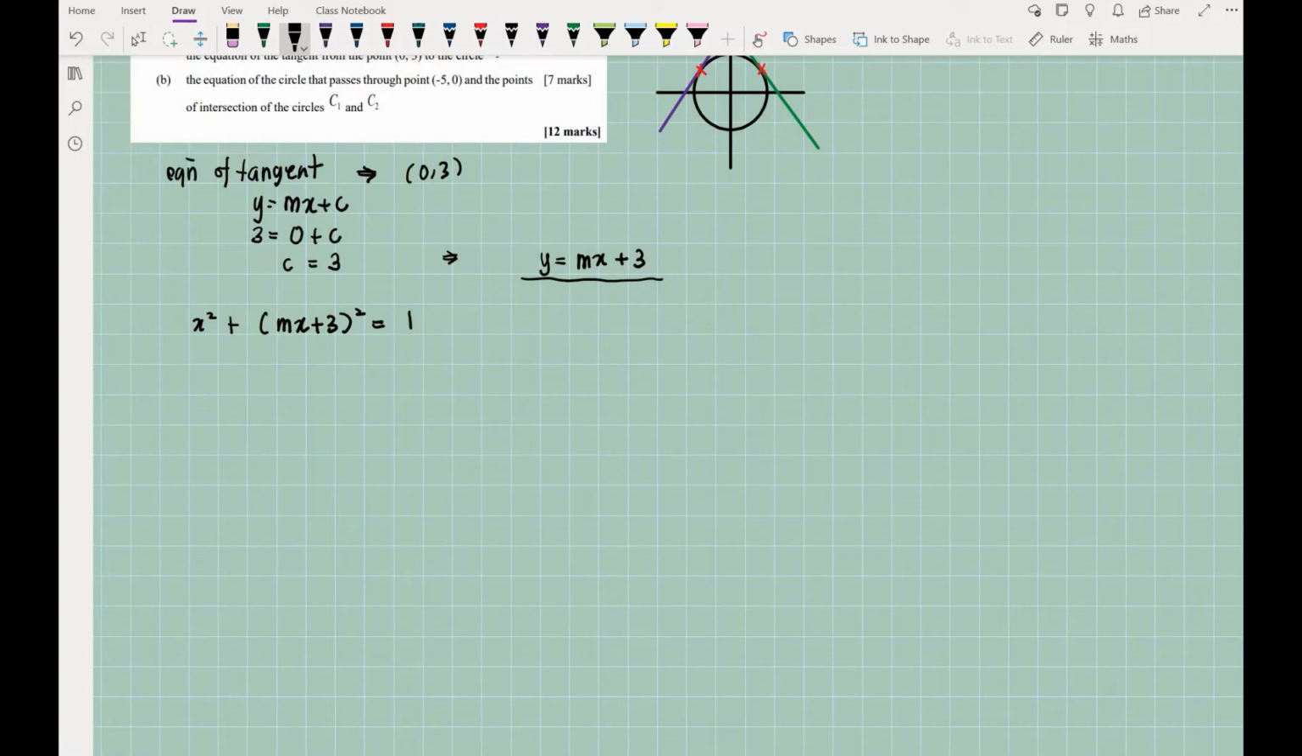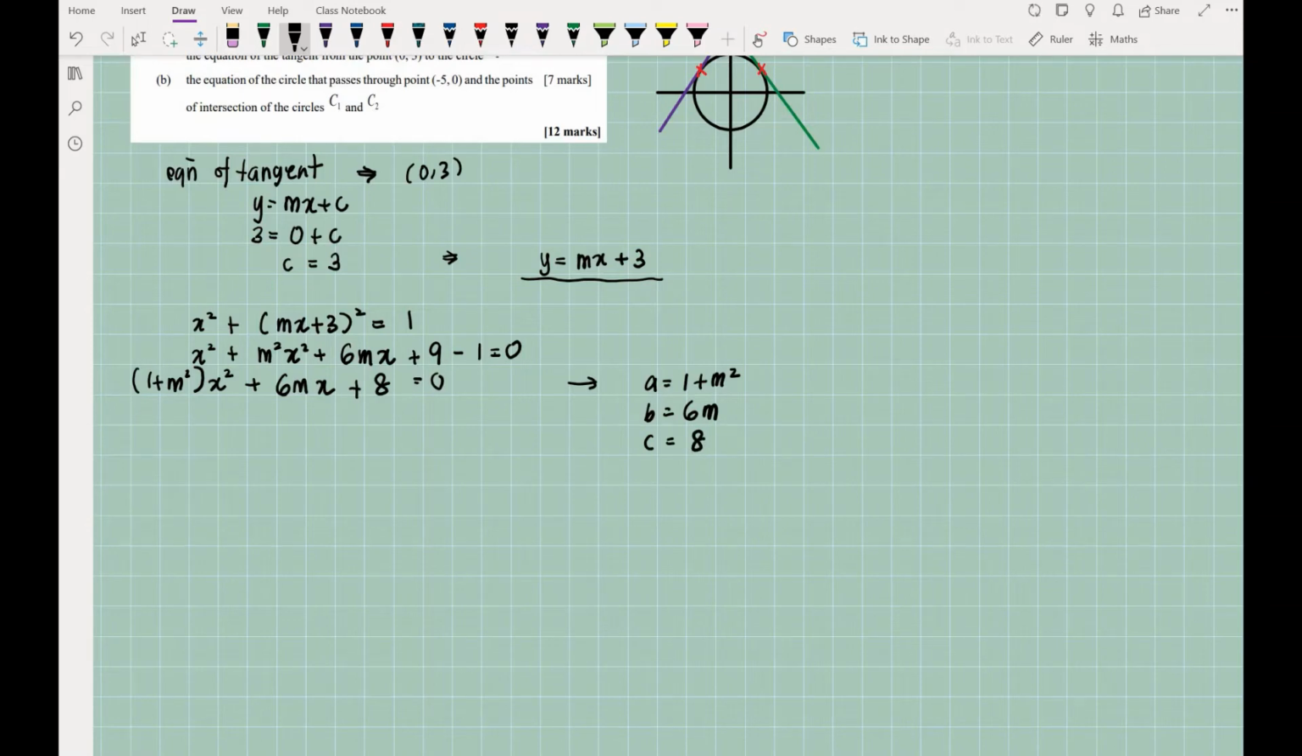So I'm going to substitute this equation into equation of circle, yang mana that will give me x square plus y square is mx plus 3 square, and that is equal to 1. Okay, setelah itu we are going to expand and solve untuk mencari nilai m. So if I expand here, I'm going to get x square plus m square x square plus 6mx plus 9 minus 1 is equal to 0. And from here saya akan dapat x square faktorkan keluar, and di depan saya akan dapat 1 plus m square ditambahkan dengan 6mx plus 8 is equal to 0.